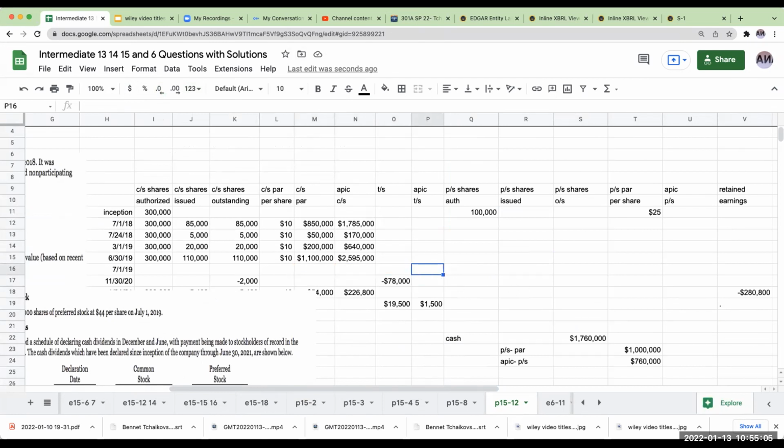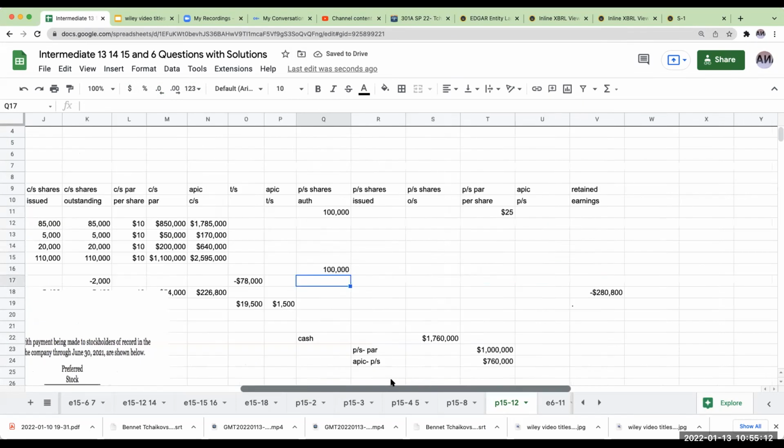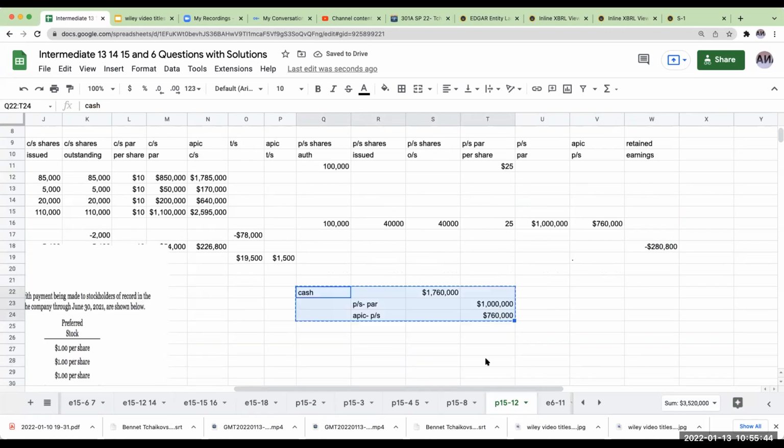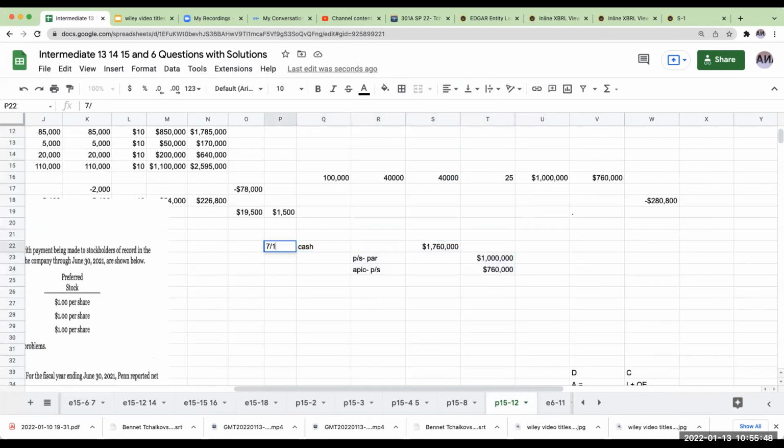So on July 1st, 2019, we had preferred shares. The authorized shares are not changing. We issued 40,000 shares, meaning we have 40,000 shares outstanding. My par value per share is 25. So my preferred stock at par is $1 million, and my additional paid-in capital preferred stock is going to be 760. And this is going to be on July 1st. Okay, and let's just date this 7/1/19.